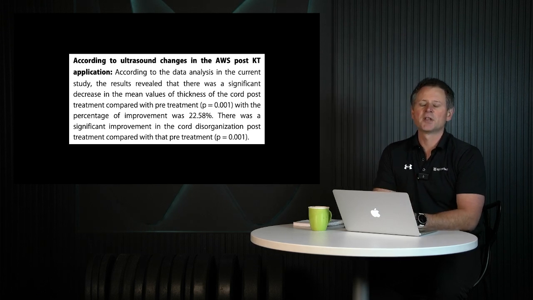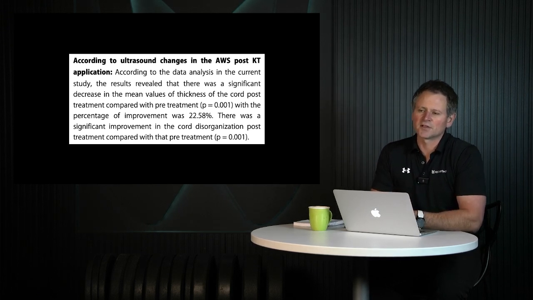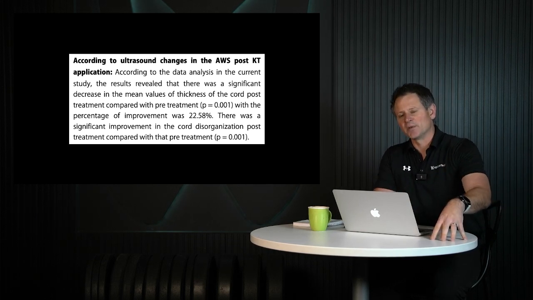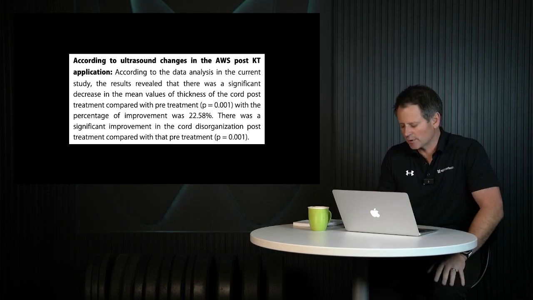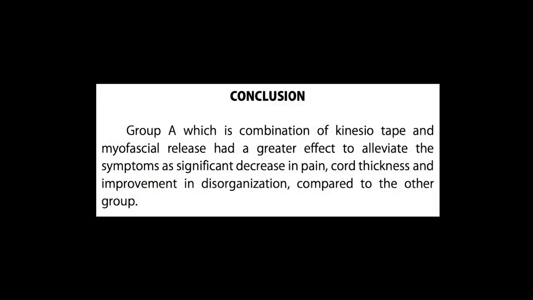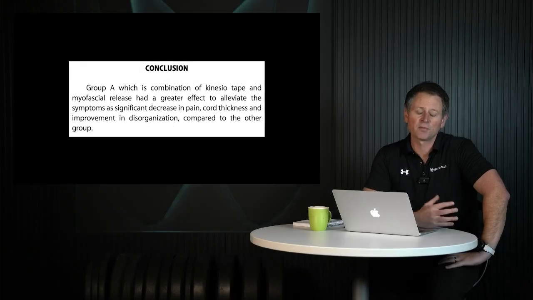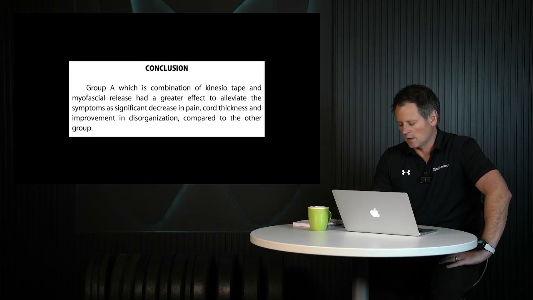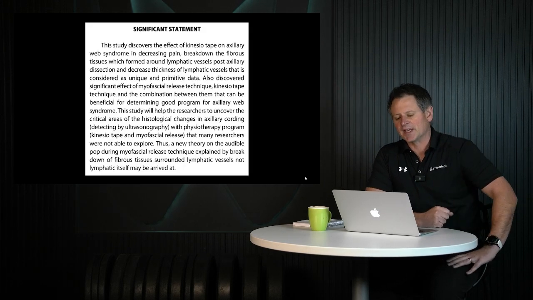I think fantastic improvements. But as you would expect, adding soft tissue therapy to this would only do more impressive things as well. So for a conclusion, we see that group A, which is the tape and the soft tissue therapy, a combination of kinesiology tape and myofascial release, had a greater effect to alleviate the symptoms, with a significant decrease in pain. We saw core thickness and disorganization improvement compared to other groups, but the other groups did fantastic on their own. This is a great study with great results. And then they made a special statement afterwards.